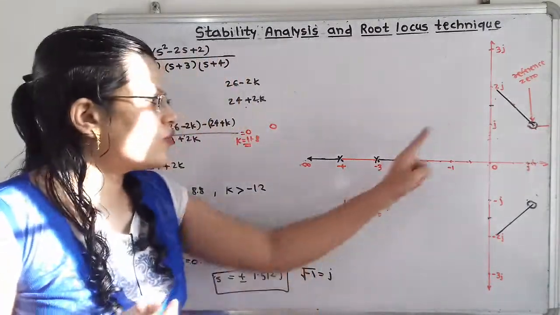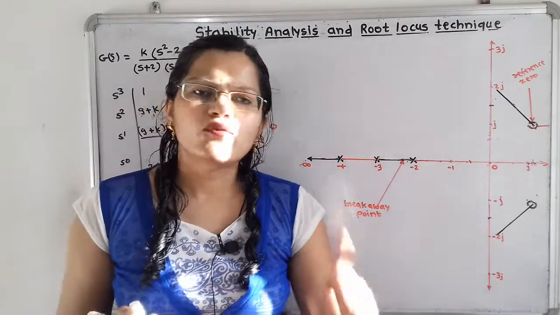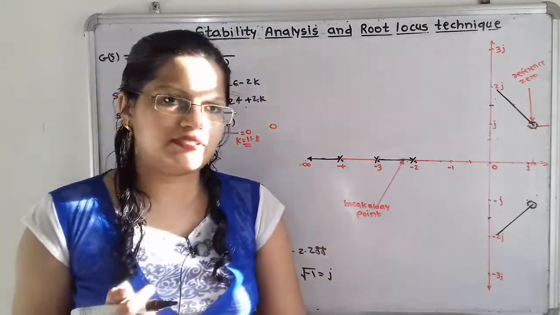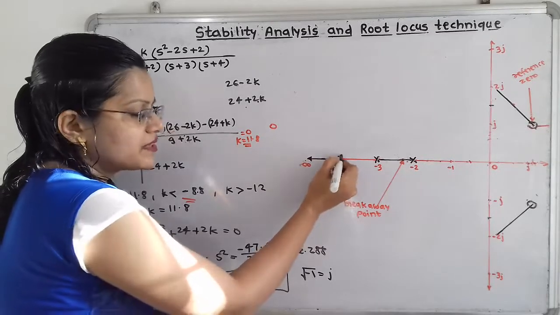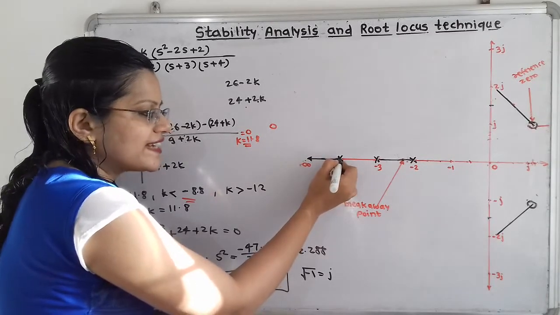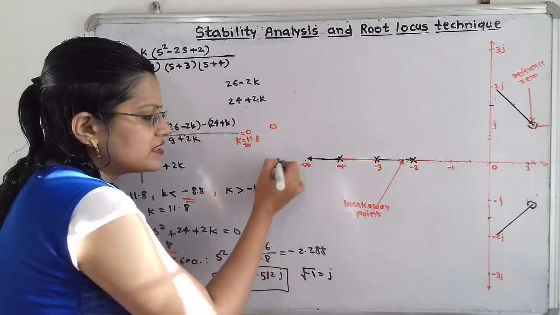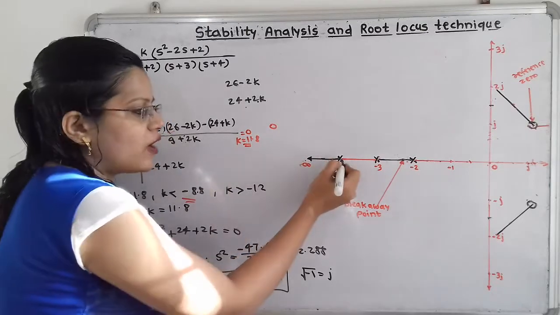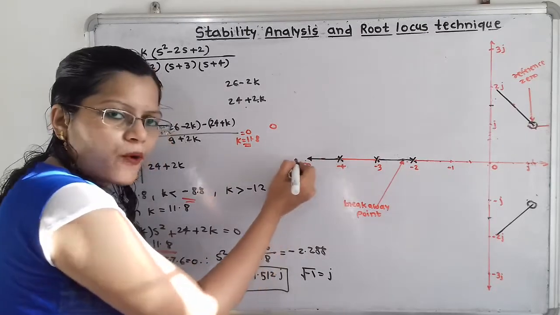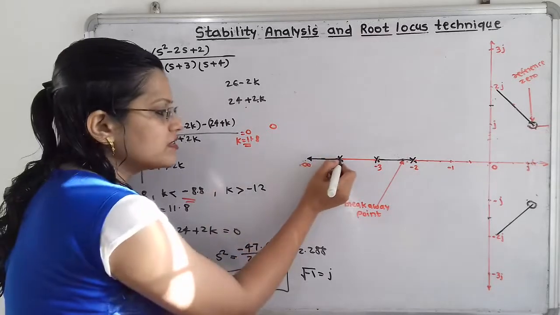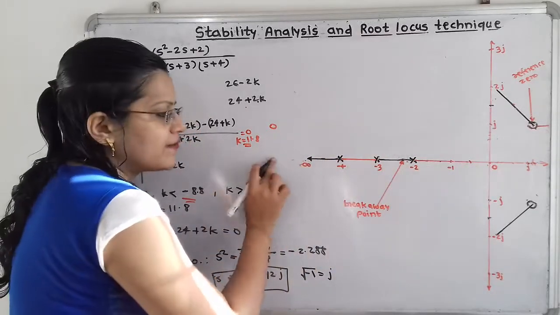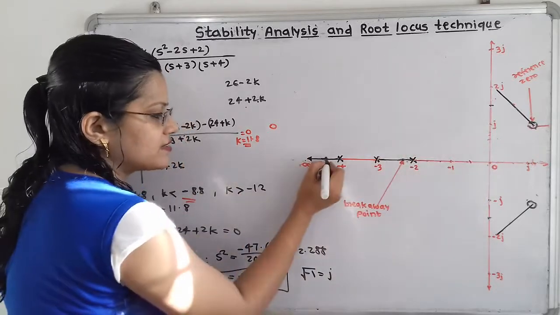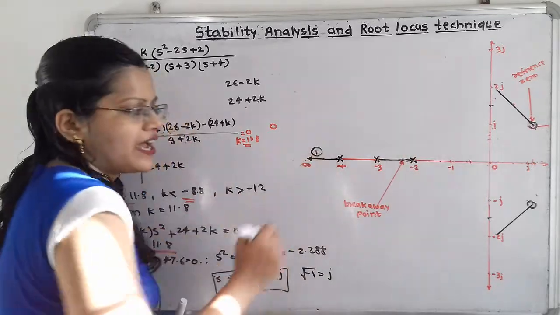So now we know the angle of arrival. We also know the breakaway point. And here this is the third branch, because from this pole I have to take one branch that will terminate at infinity. So after −4, all the points are the path of the root locus. The asymptote is along this line, that is at 180 degrees along the real axis. So this is the first branch I have to take.